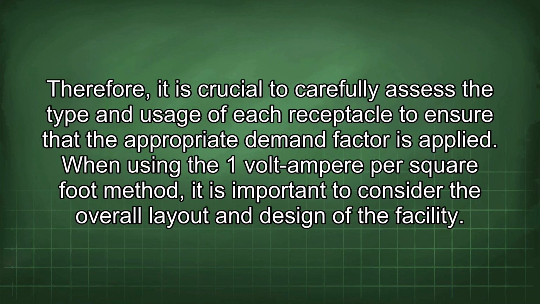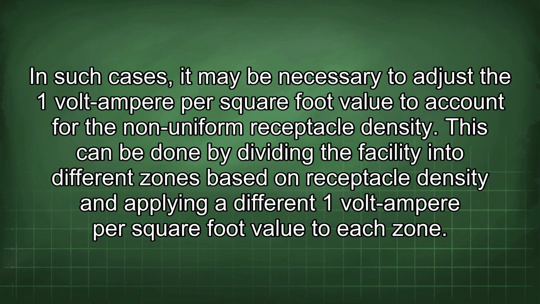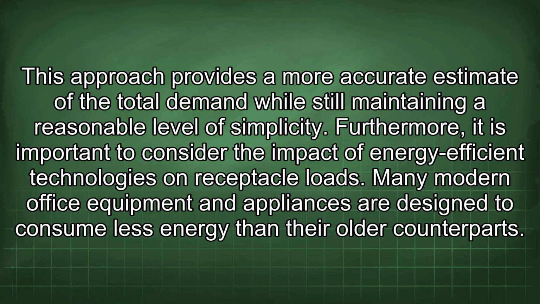Therefore, it is crucial to carefully assess the type and usage of each receptacle to ensure that the appropriate demand factor is applied. When using the 1 volt-ampere per square foot method, it is important to consider the overall layout and design of the facility. The 1 volt-ampere per square foot method assumes a uniform distribution of receptacles throughout the space. However, in some facilities, the receptacle density may vary significantly from one area to another. For example, a conference room may have a higher receptacle density than a storage room. In such cases, it may be necessary to adjust the 1 volt-ampere per square foot value to account for the non-uniform receptacle density. This can be done by dividing the facility into different zones based on receptacle density and applying a different 1 volt-ampere per square foot value to each zone. This approach provides a more accurate estimate of the total demand while still maintaining a reasonable level of simplicity.